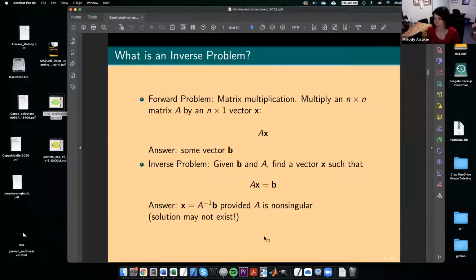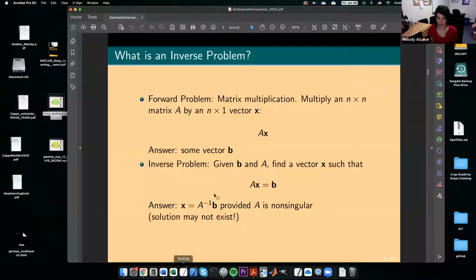And here's another example where the inverse problem has a different kind of not-niceness associated with it. A forward problem is matrix multiplication. If you have a matrix and a vector, you can multiply them, and you get some vector as an answer. The inverse problem is, if you know that result vector, the b, and that original matrix A, can you figure out which vector x was multiplied to get that answer?